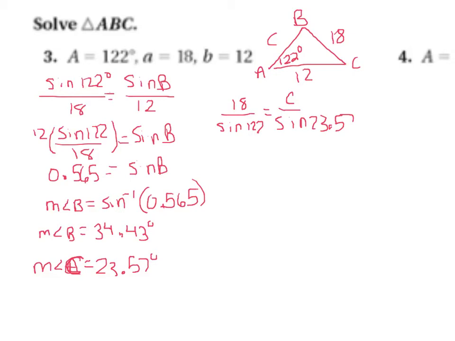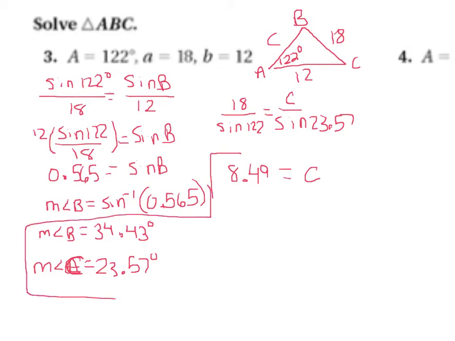Multiply by the sine. You don't have to write that down. I'm just going to calculate that here now. You should get c equals 8.49. Okay? So these were everything we were missing. So let's try another one here.